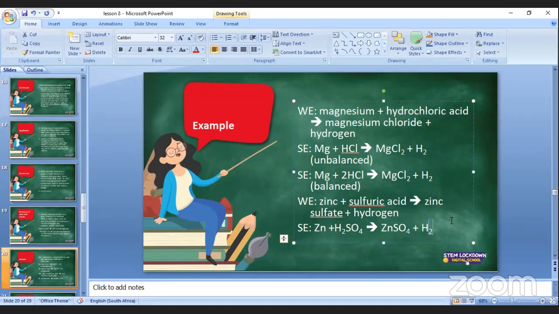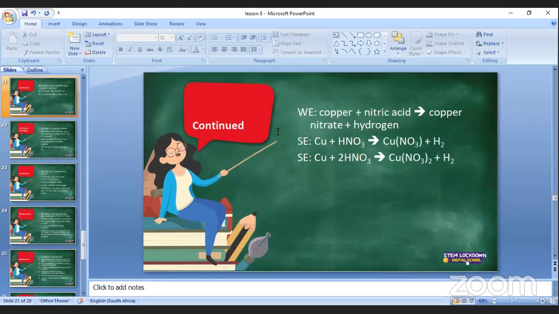So now what you're going to do, you're going to say, zinc is a metal, H2SO4 is an acid. What type of acid? A sulfuric acid. So what do I need to get as products? I need to get a salt, zinc sulfate, and a gas. That's how we're going to work it, grade 9. Are we clear?